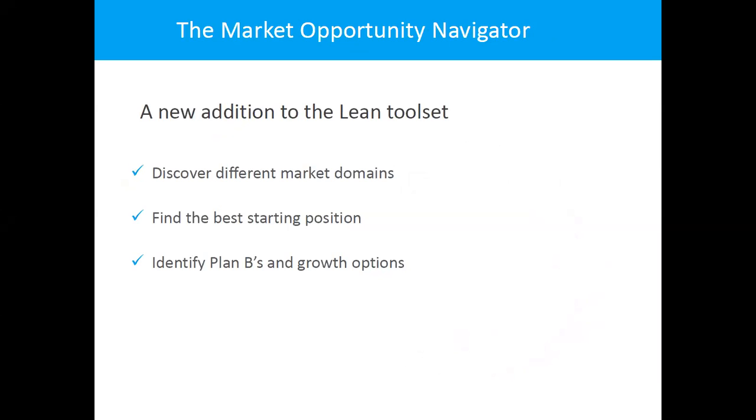The main reason for that is that it provides a wide lens perspective. And this wide lens perspective of different market domains helps you not only to discover different possible paths for your innovation, but also to find the best starting position before you actually zoom in on finding your business model and experimenting with your minimum viable product. It also helps you to identify backup options or new growth opportunities for the future and allows you to bake them into your strategic plan.